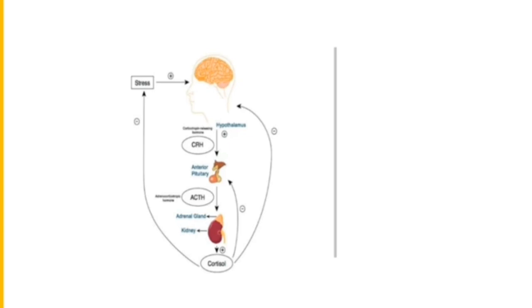it goes to the anterior pituitary, where it binds to the receptors on the anterior pituitary and causes the anterior pituitary to release adrenocorticotropic hormone. And then the adrenocorticotropic hormone, which is released by the anterior pituitary, goes straight to the adrenal cortex and stimulates the adrenal cortex to release cortisol.